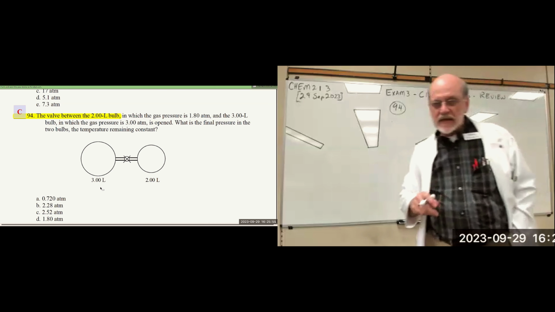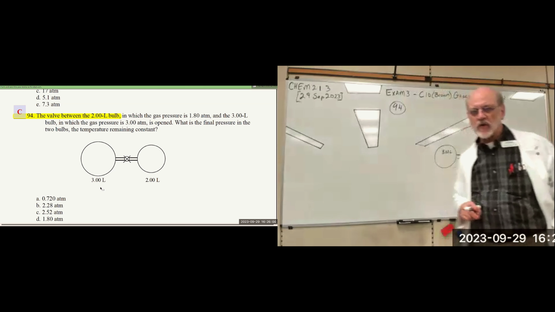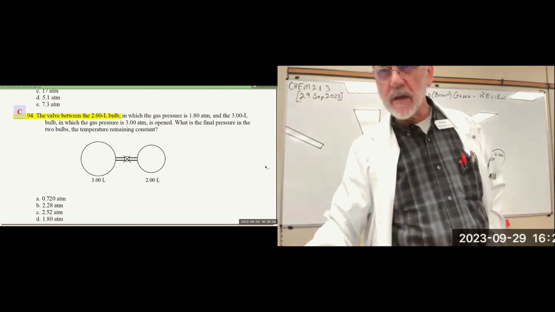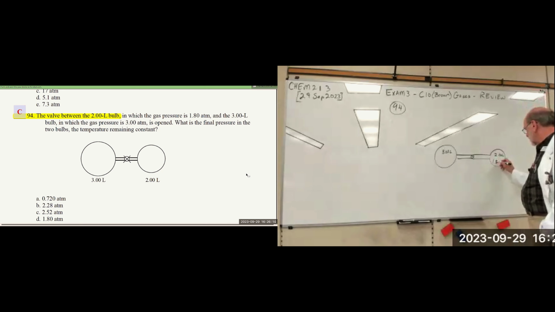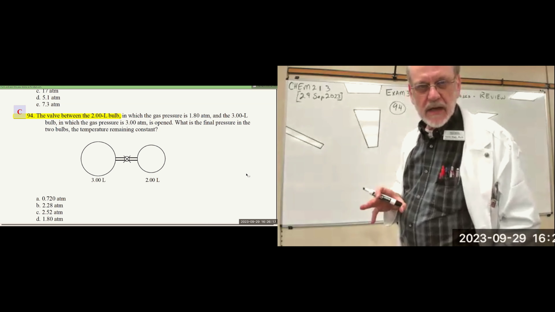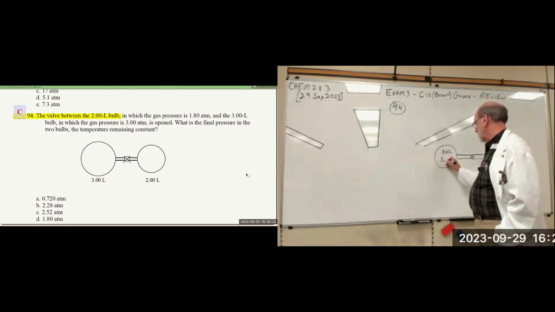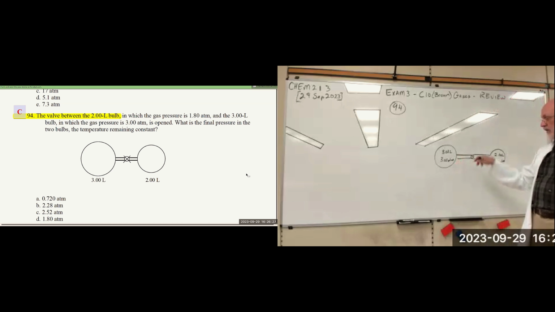Okay. The 2-liter bulb has 1.80 atmospheres of gas in here. And they're separated by that valve at this point. And the 3-liter one has 3 atmospheres pressure. All right. Question is, what's the final pressure when we open that valve and let it mix?